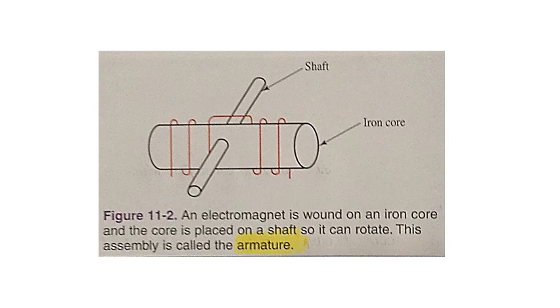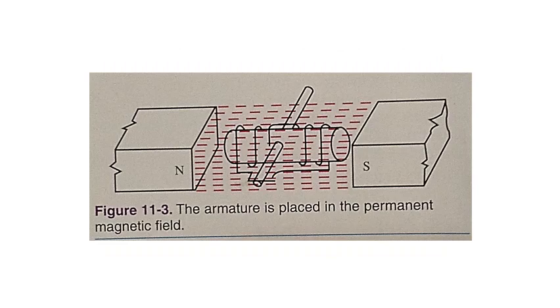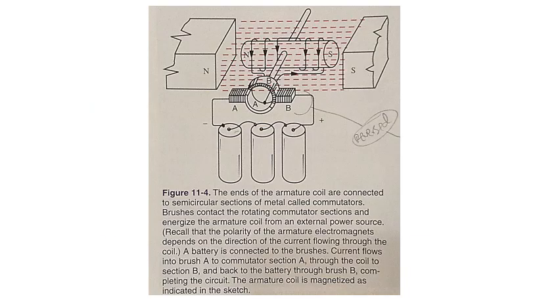In Figure 11-2, for example, an electromagnet is wound on an iron core, and the core is placed on a shaft so that it can rotate. This assembly is called the armature. In 11-3, the armature is placed in the permanent magnet field. In 11-4, the ends of the armature coil are connected to semicircular sections of metal called commutators. Brushes then contact the rotating commutator sections and energize the armature coil from an external power source.